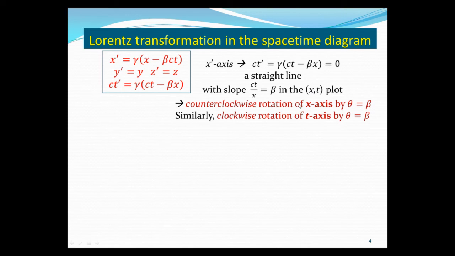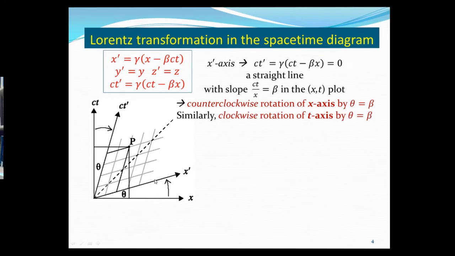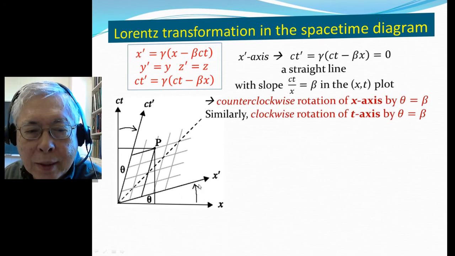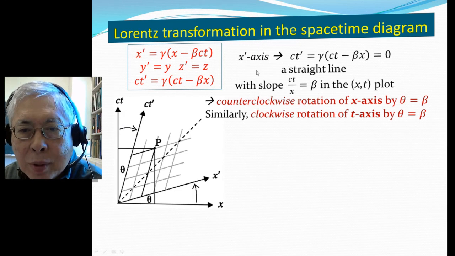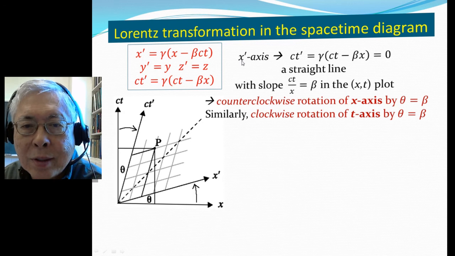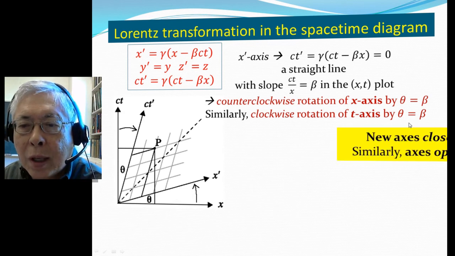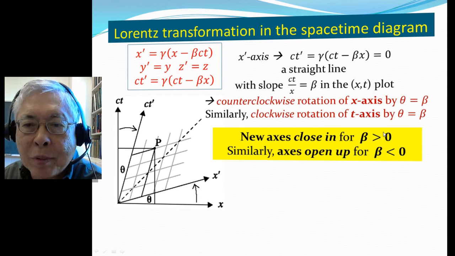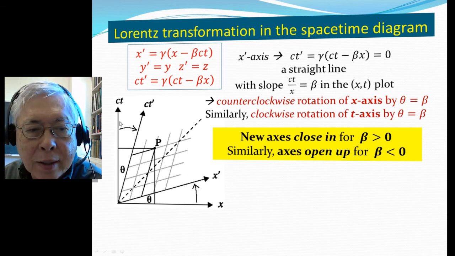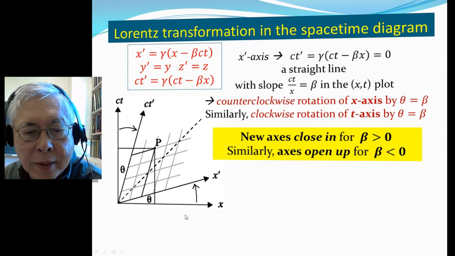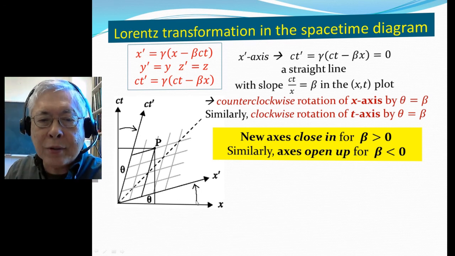So it involves a counterclockwise rotation of x to x prime, with slope beta. The time axis can work out the same way. The t prime axis of course corresponds to x prime equals 0, and you can work the same way. This has slope of 1 over beta, so this is a clockwise rotation. This is counterclockwise. Now that's for beta positive. Beta can be negative, of course. Then the t prime axis will be here and the x prime axis will be here. So the two axes will, instead of closing in, open up.